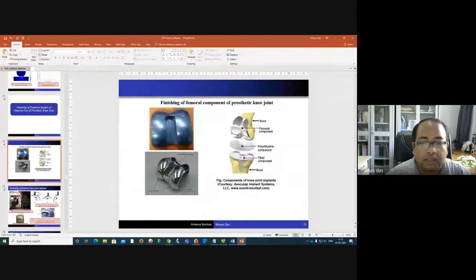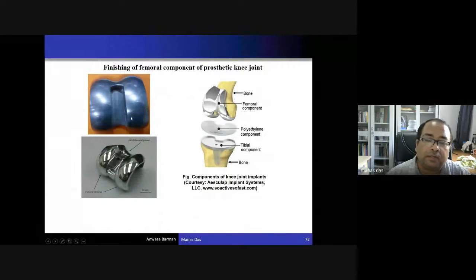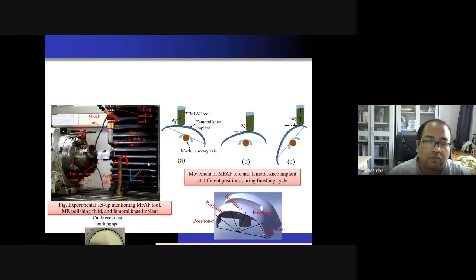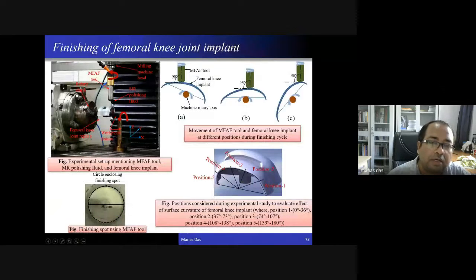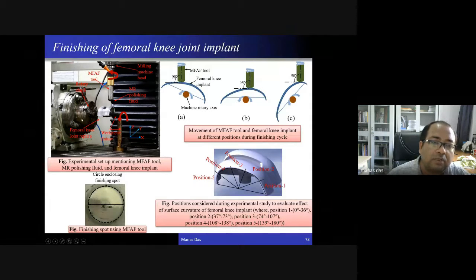Now I am coming to how this finishing happens. This is before finishing, and this is after finishing. You can see how the workpiece is held. This is the knee joint, the femoral component of the knee joint. There is a fourth axis, and it is rotated at 1 or 2 RPM. There is a shaft here, like the chuck in a lathe machine, you know.